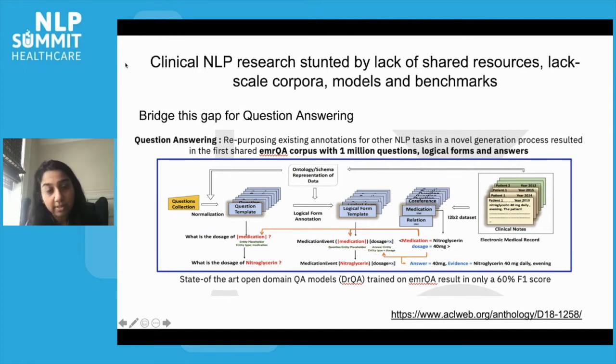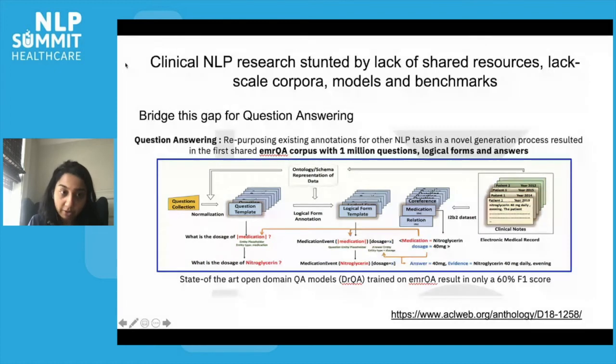So, in order to bridge this gap for question answering, what we did was to repurpose existing annotations that exist for other NLP tasks in the clinical domain, like, say, the i2b2 tasks that were put out for medications, relations, coreference, and so on. Now we have these annotations. What we did is to repurpose those to create a large-scale question answering corpus with over 1 million questions, logical forms, and answers that would help in question answering.